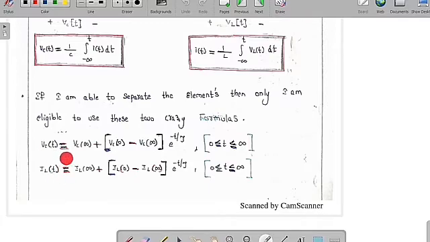So the formula is final value, initial value, final value, with positive or negative sign, into e to the power of minus t by tau.